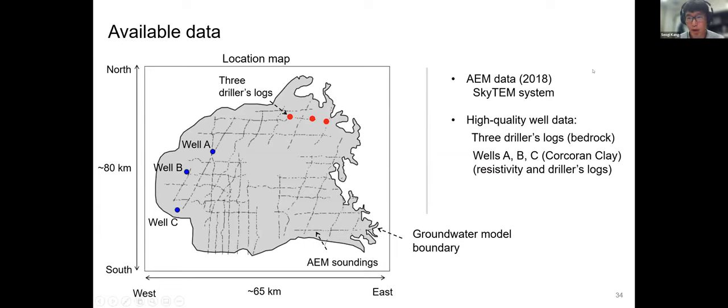For available data, we have airborne EM data acquired in 2018 using the SkyTEM system. The black dots show where the AEM data were acquired, and you see lots of empty spots. That's exactly where cities or other infrastructure are located, and by law in the US, you cannot fly over domestic areas. So we have some data gaps in the AEM data. Wells A, B, and C show the high-quality well data penetrating the Corcoran clay, and we will use those as ground truth data later in the process.